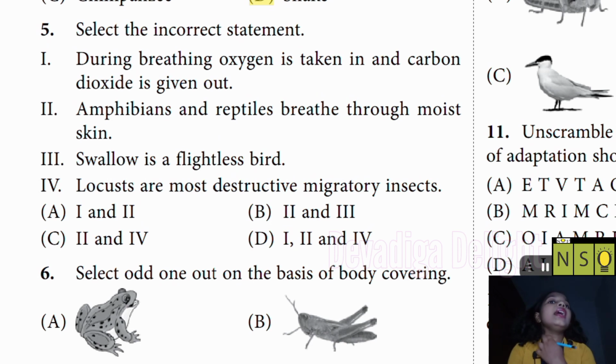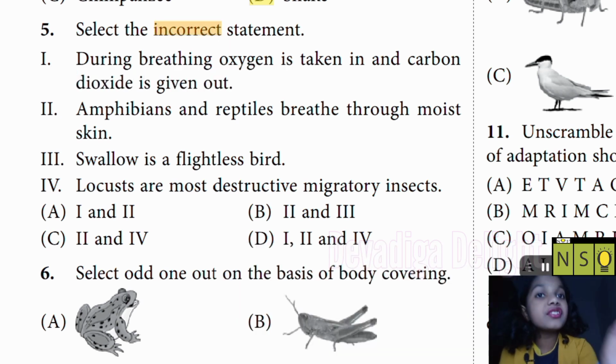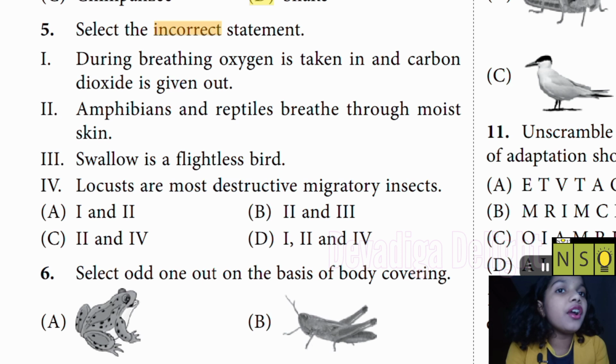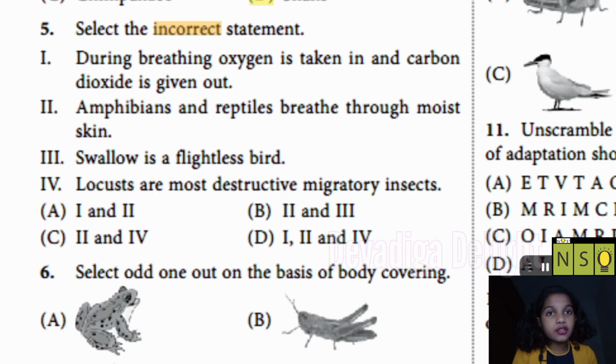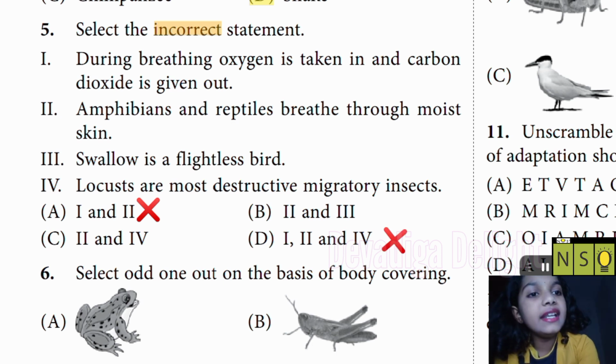Select the incorrect statement. They are asking incorrect, not correct. So if you see, during breathing, oxygen is taken in and carbon dioxide is given out. So 1 will be the right answer, so any option that has 1 will be taken out. Like A and D are taken out because they have 1.